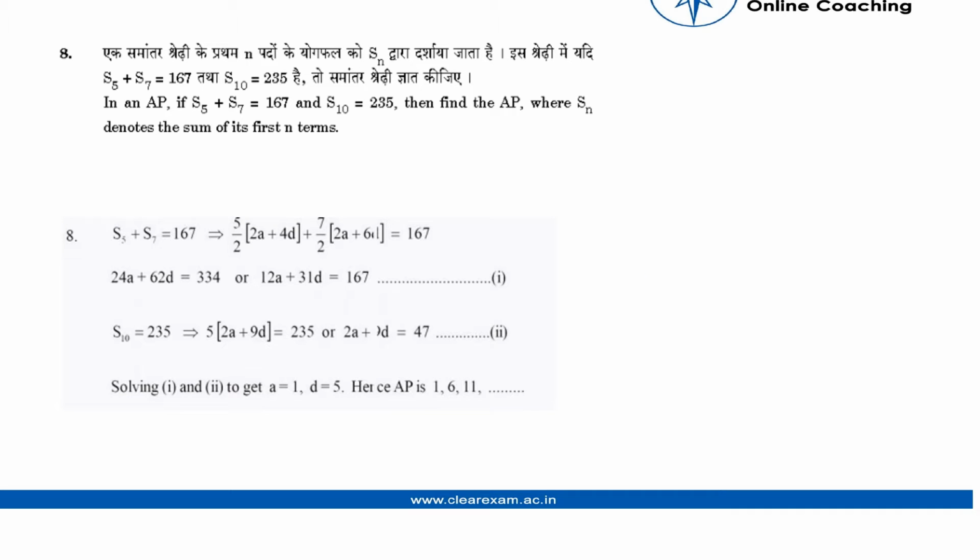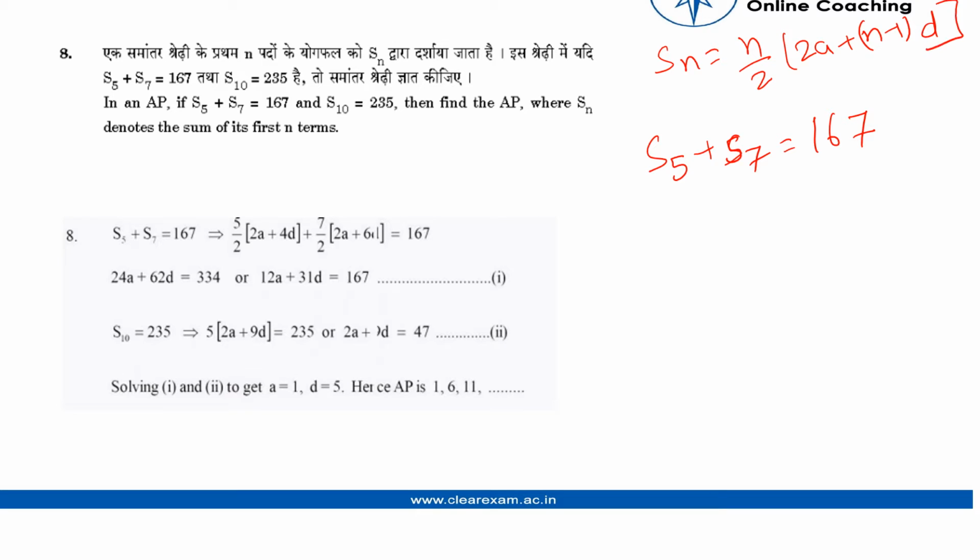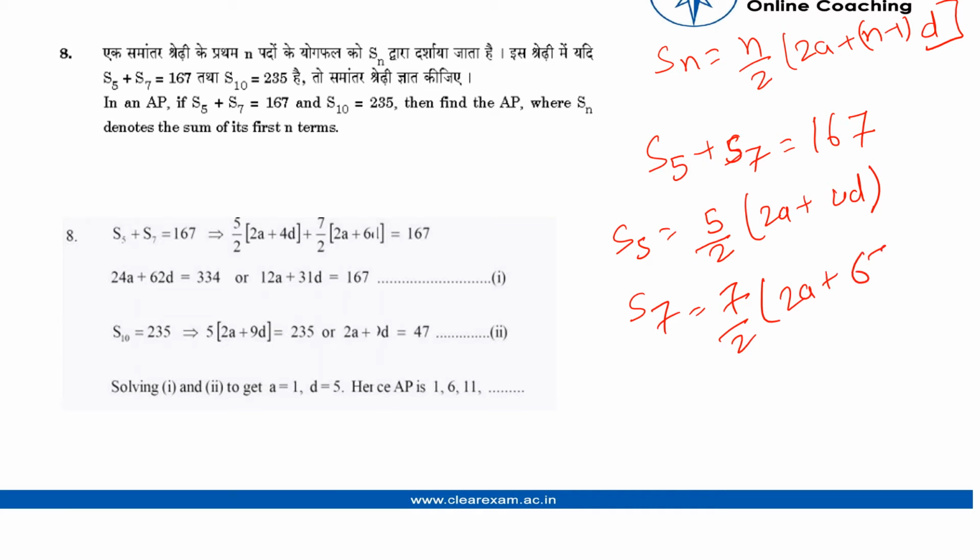So we have given here S5 plus S7 equals 167. As we know that Sn is given as n by 2 (2a plus (n minus 1)d). Now if we put n equals 5, then S5 comes out to be 5 by 2 (2a plus 4d), and S7 comes out to be 7 by 2 (2a plus 6d).